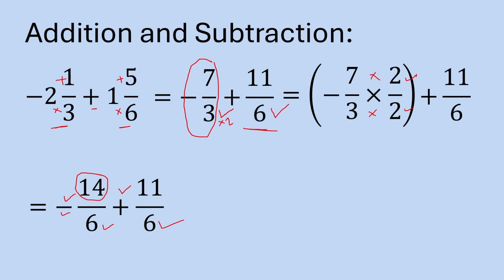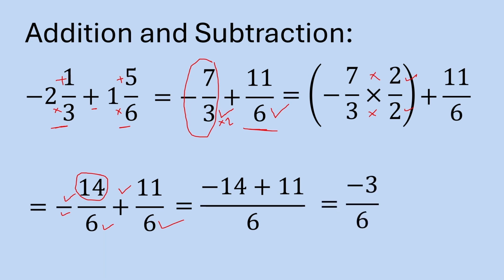So 14 minus 11 is equal to 3. So we can write like this, negative 14 plus 11 divided by 6 is equal to negative 3 divided by 6. We can do further simplification. 3 times 2 is equal to 6. So answer is negative 1 over 2.